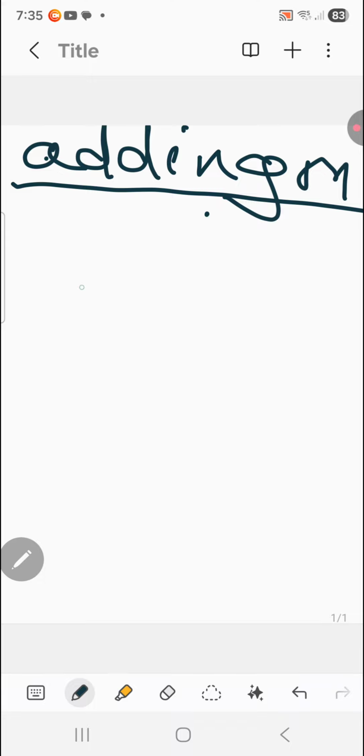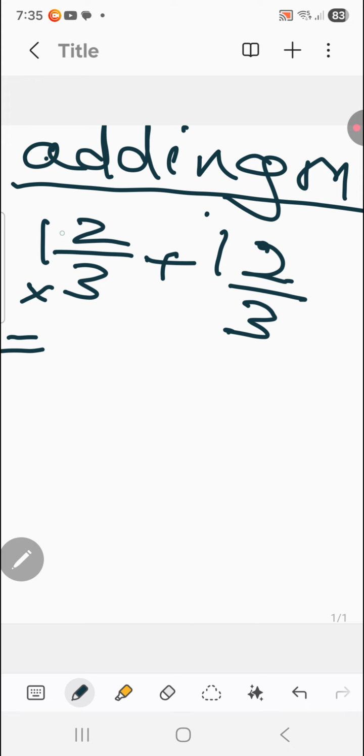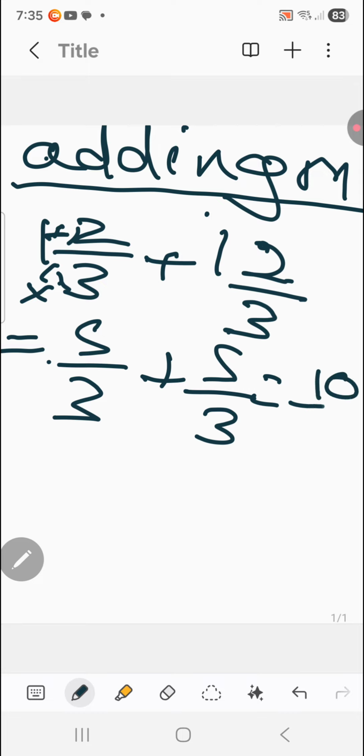Now adding mixed fractions. Imagine the question is 1 2 by 3 plus 1 2 by 3. By converting this you get the same answer. 3 into 1 is 3, plus 2 is the numerator. So you gotta multiply this and add this. So 3 into 1 is 3, plus 2 is 5. So it's 5 by 3, an improper fraction. And the same thing over here, 5 by 3. So this is gonna be 10 by 3.